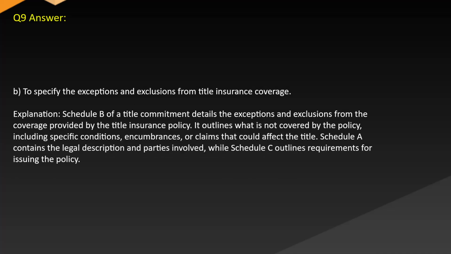Answer: B. To specify the exceptions and exclusions from title insurance coverage. Explanation: Schedule B of a title commitment details the exceptions and exclusions from the coverage provided by the title insurance policy. It outlines what is not covered by the policy, including specific conditions, encumbrances, or claims that could affect the title. Schedule A contains the legal description and parties involved, while Schedule C outlines requirements for issuing the policy.